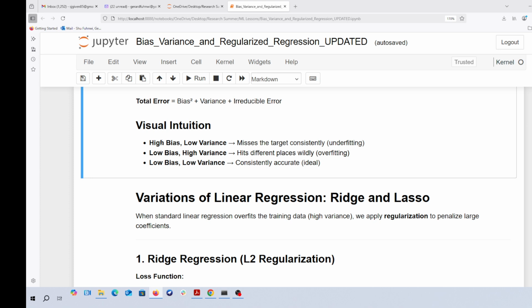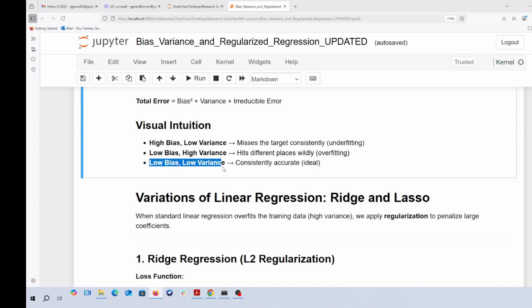The visual intuition you should note here is that a model that tends to have high bias and low variance misses the target consistently. By the target here, we mean if you are predicting house prices, then that model is not really doing a great job in predicting those house prices. So it can lead to underfitting. Then a model that has very low bias but high variance can hit different places widely, meaning that it will always try to do well with the training data, and then with data that it hasn't seen, like the test and validation, it might not do well, leading to overfitting.